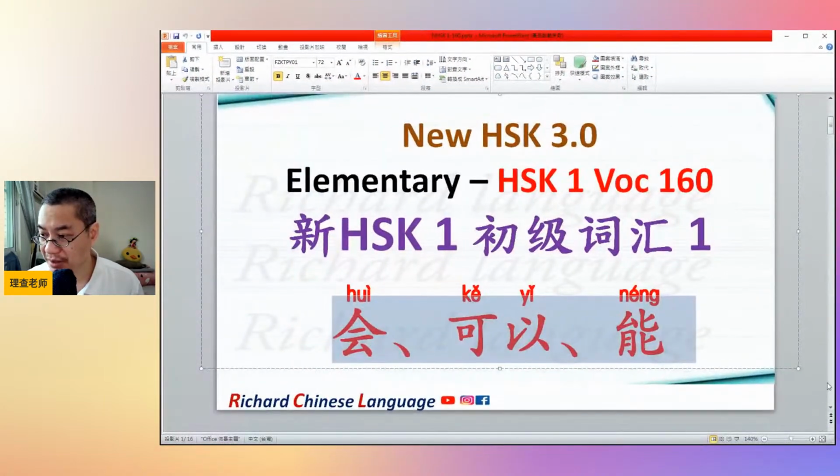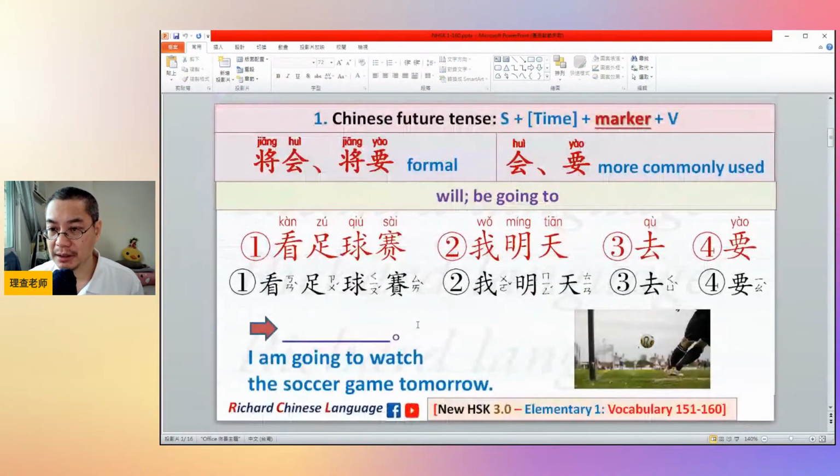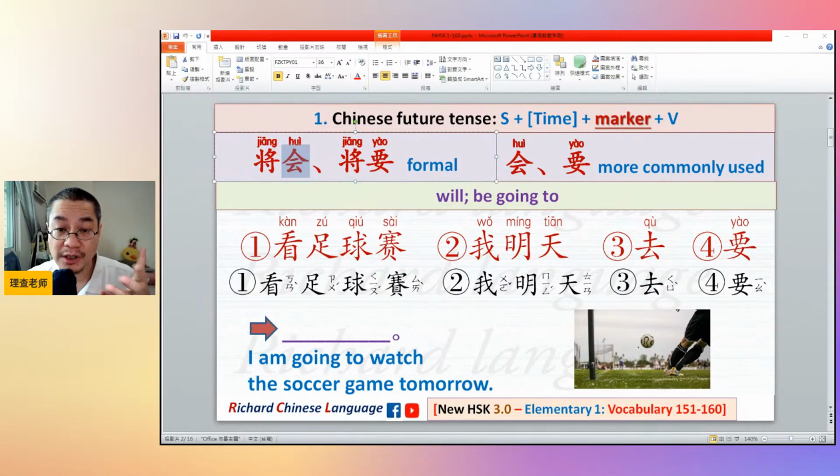Okay, so let's see the first word. 会. Actually, when we talk about the word 会, we need to mention the Chinese future tense. So today, the key point in this lesson is to know how to use the Chinese future tense. As in English, we need a subject, and you can use a time adverb here. Of course, you can go without.